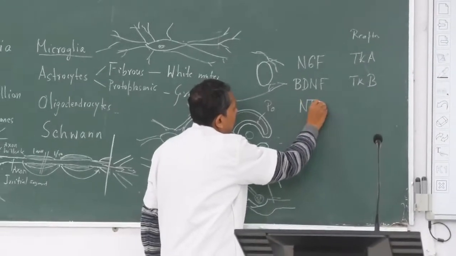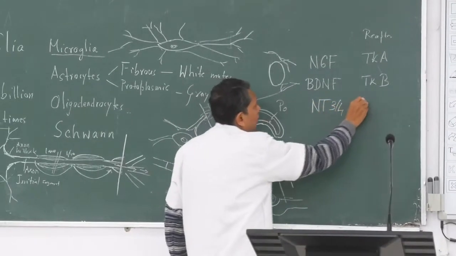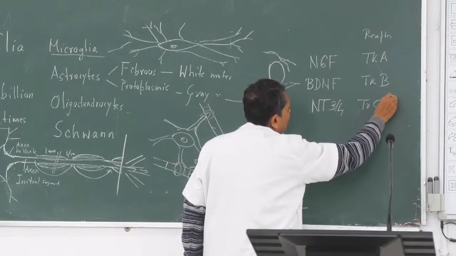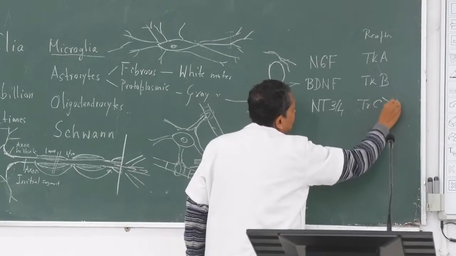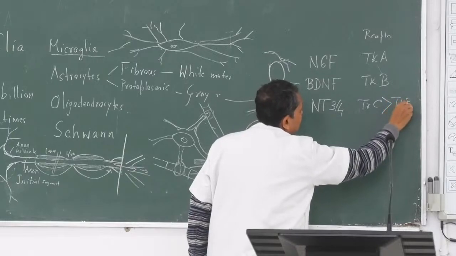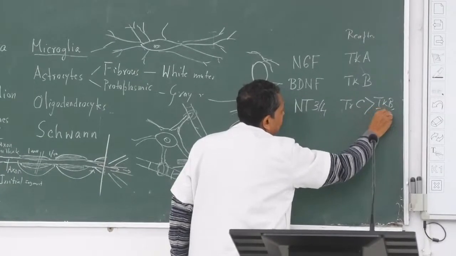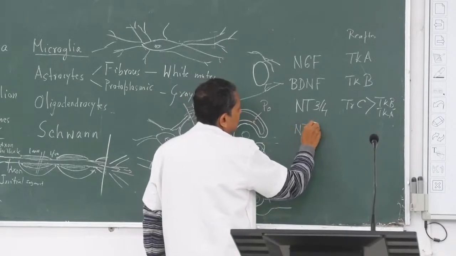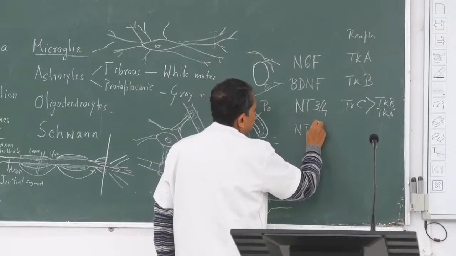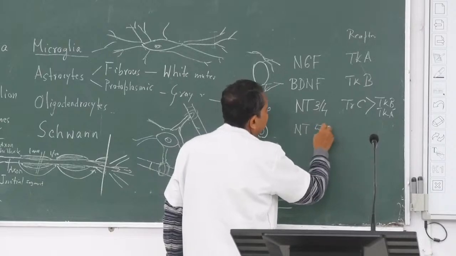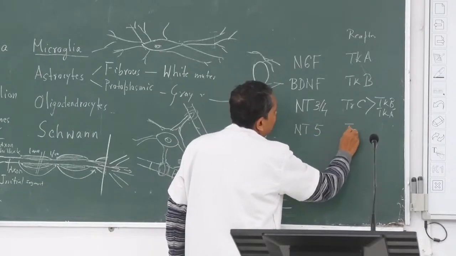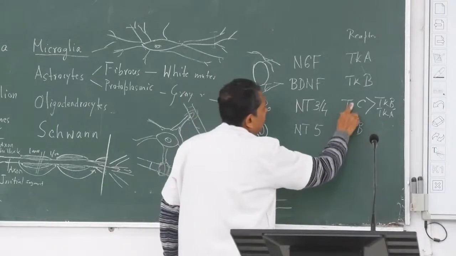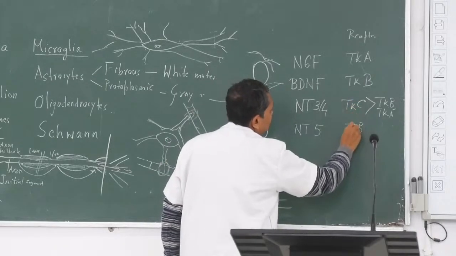Neurotrophin 3 and 4 act on tyrosine kinase C, and type B or A, tyrosine kinase A. And another neurotrophin acts on tyrosine kinase, if I can remember accurately.